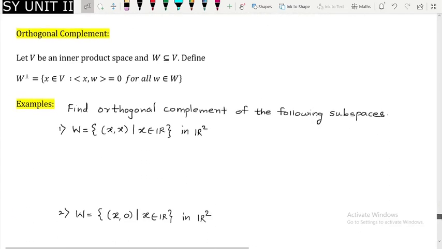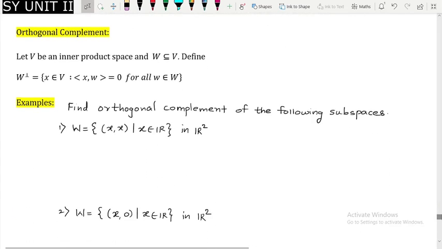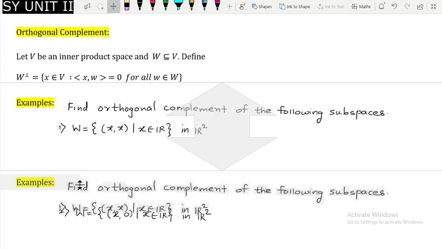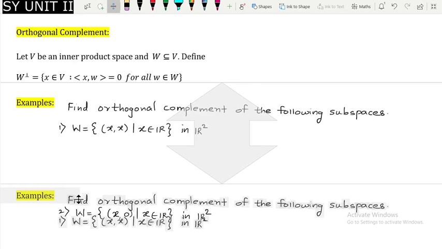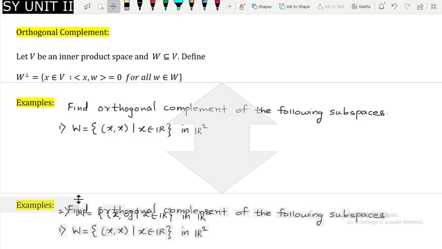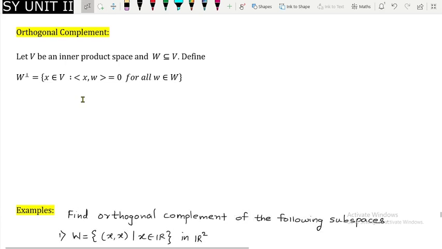So now we will move towards the next concept, that is orthogonal complement, a beautiful concept. Over here V is given to be an inner product space and W is a subset of V, and what is our orthogonal complement? The name itself suggests it. I will explain geometrically, then you will understand.